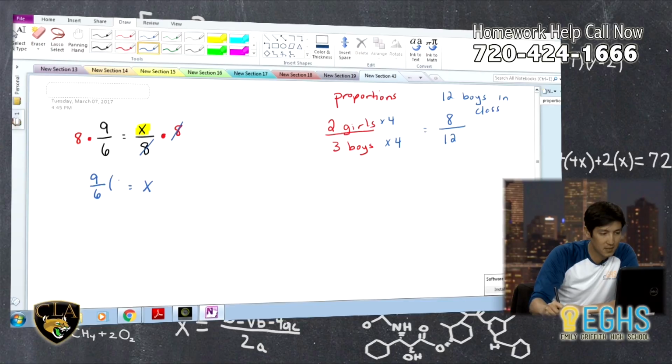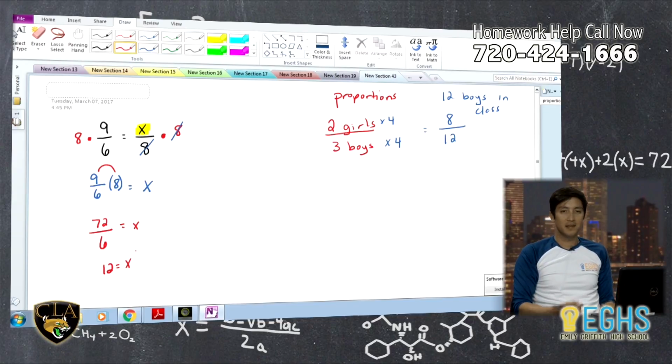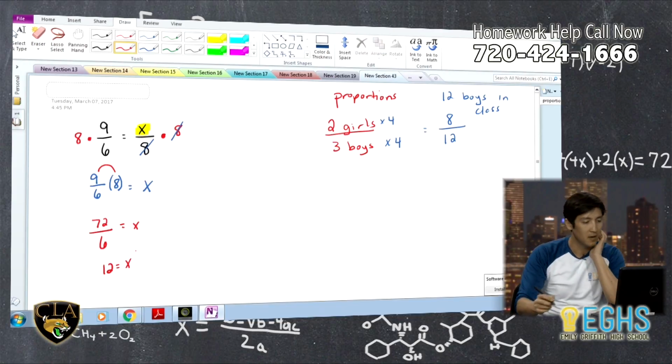9/6 times 8. From there, I simplify by multiplying. 8 times 9 is 72/6. That's x, so x equals 12. So this is the algebraic way of doing it. That shortcut, cross multiplying, does the exact same thing. It's just much quicker, and honestly, a little easier to remember.